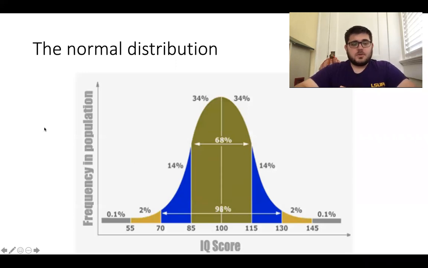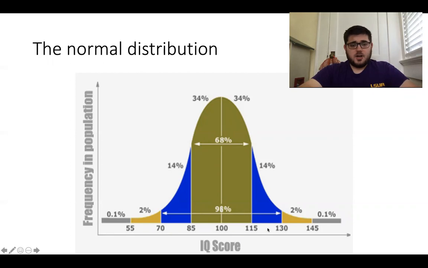So we talked about the normal distribution already. Many variables show a normal distribution. That's when there's one peak and the tails of the distribution are symmetrical, meaning there's no skew. They call this the bell curve. You can imagine why. One of the variables that is normally distributed are IQ scores.